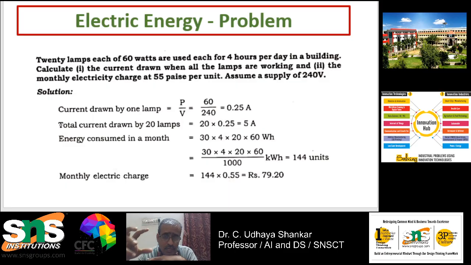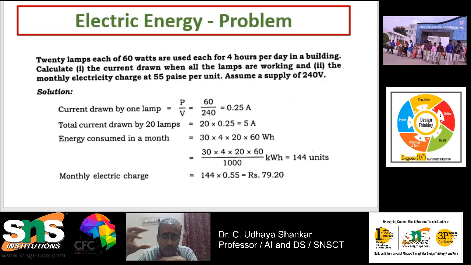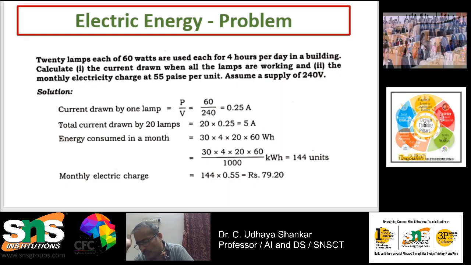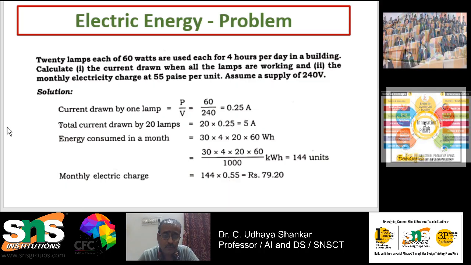So, for the electricity charge, 1 unit will be 0.55 rupees, so let us take it as 0.55. 144 into 0.55 will give you 79.20 rupees. So, the total electricity bill amounts to 79 rupees. Okay, so this is the final conclusion. This is how you will be solving problems related to electrical energy.